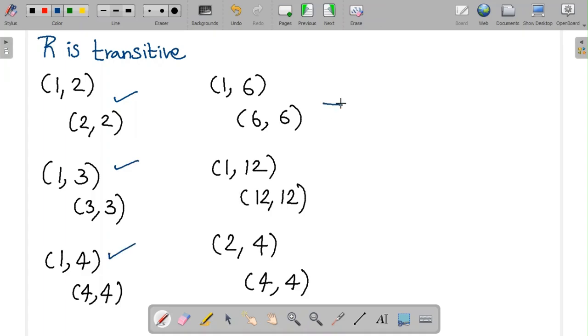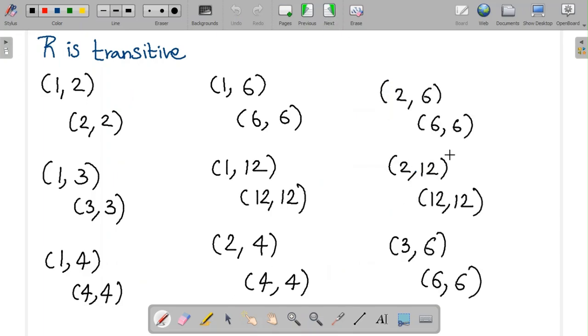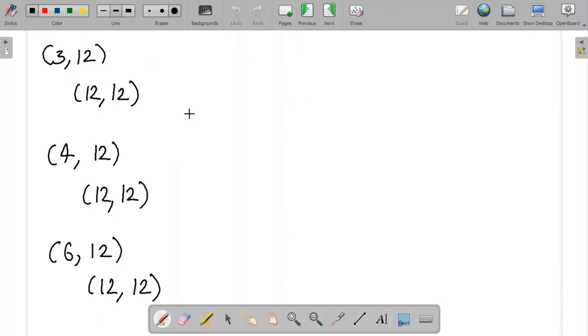(1,6) and (6,6) should mean (1,6) is part of the relation. That's true. (1,12) and (12,12), which means (1,12) must be paired. (2,4) and (4,4) should mean that (2,4) must be paired. We see that all of these are part of the relation. We can also check (2,6) and (6,6), which should mean that (2,6) is there. Obvious. It's a trivial check. (2,12) and (12,12) should mean that (2,12) must be present. (3,6) and (6,6) must mean that (3,6) should be present. We have seen that all of these pairs are present in the given relation.